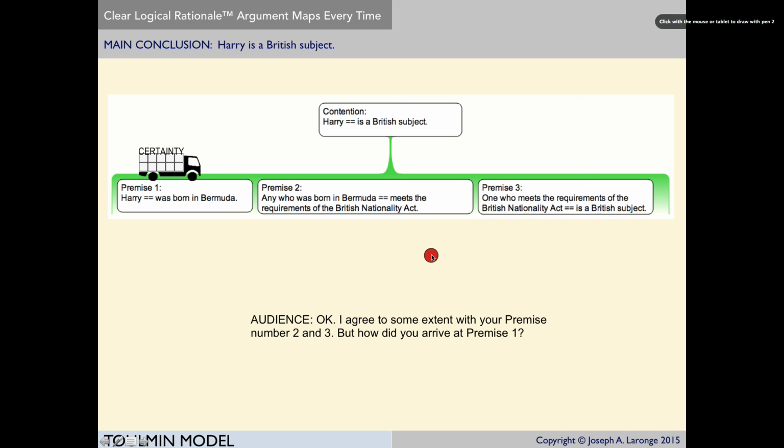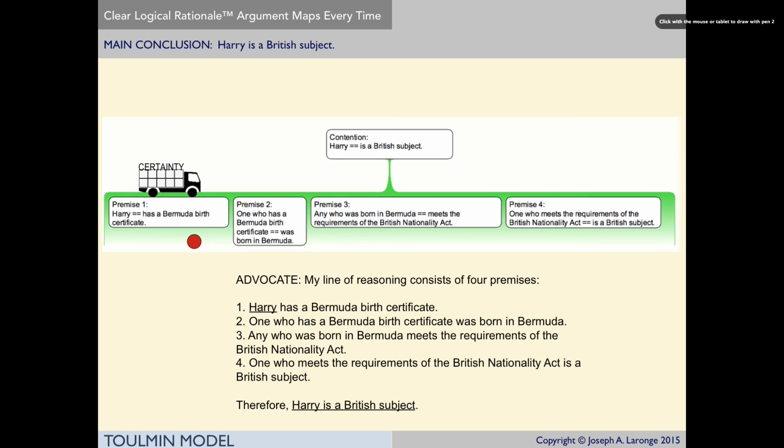But the audience might not stop with datum, warrant, and backing. They might want more support, which is where the flexibility of the logic bridge comes in. Here the audience says, okay, I agree to some extent with your premises 2 and 3, but what's the reasoning that supports 1? Harry was born in Bermuda. How did you arrive at premise 1? So now I just fit in more linked premises. So my line of reasoning then consists of 4 premises. Harry has a Bermuda birth certificate. One who has a Bermuda birth certificate was born in Bermuda. Anyone who was born in Bermuda meets the requirements of the British Nationality Act. One who meets the requirements of the British Nationality Act is a British subject. Therefore, Harry is a British subject. So you can see that datum, warrant, and backing is not the limit of the number of premises that can be linked together.